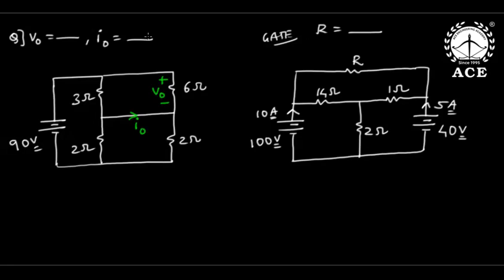See, in the left question, I need V naught and I naught, and in the right question, I need resistance. That is a GATE question for 1 mark. So, quick, sir, fundamental thinking, basics. I told you, these are simple things, basic DC circuit analysis we are learning.